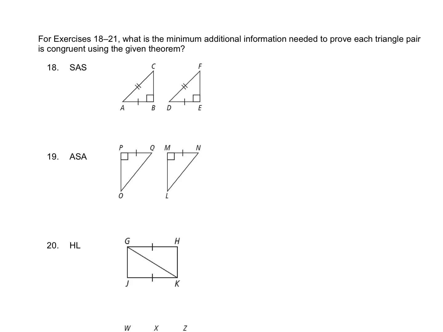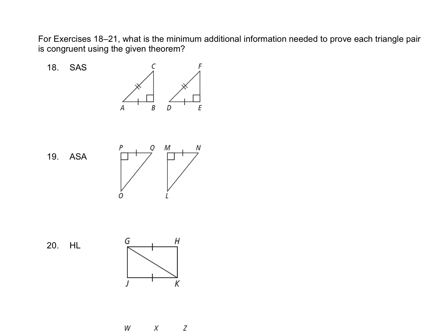All right, here we have our third side of the review for exercises 18 through 21. What is the minimum additional information needed to prove that each triangle pair is congruent using the given theorem? All right, so for number 18, we want side, angle, side.